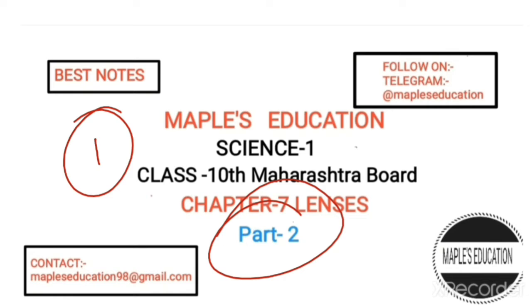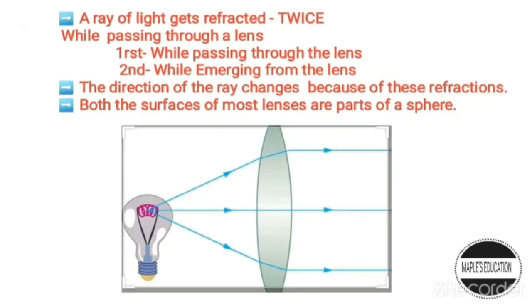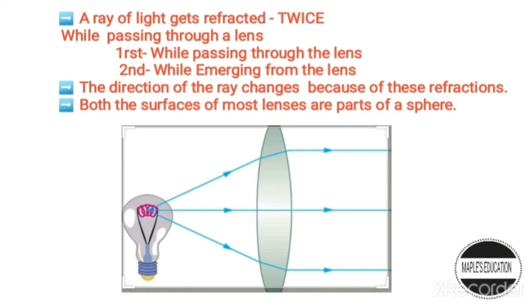Now, what we did in Part 1 was the definition of the lens, the convex lens, concave lens and few other types of lenses. Now, in this part, we are going to begin with the very first point, that is, a ray of light gets refracted twice, right? Now, what do you mean by that a ray of light gets refracted twice? Now, how does it get refracted twice?